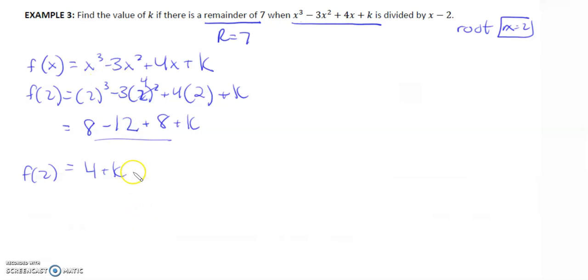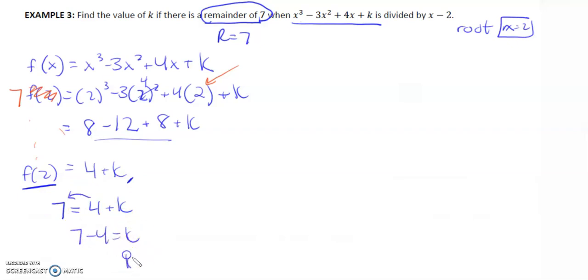Up until here, we've done that so far. Our issue is that we have this k value. Here's the thing: it tells us that we get a remainder of 7. So instead of writing f(2), we can write 7 equals 4 plus k. When we subbed in this 2 here, we could have just subbed in the remainder from up here, the remainder 7, and brought it down. Or you can sub it in at the end, it doesn't matter. So we just move that over, 7 minus 4 equals k, and we get k equals 3.